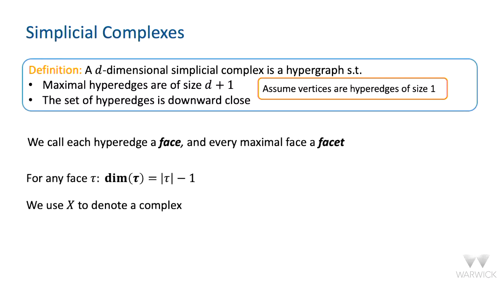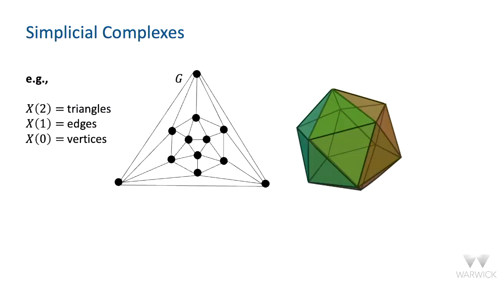I'm going to use X to denote the set of faces and X_i to denote faces of dimension i. So let me give you an example to make sure we're all on the same page. This is a simplicial complex of an icosahedron. Here we have faces of dimension 0, 1, and 2. 0 are vertices, 1 are edges, 2 are triangles.